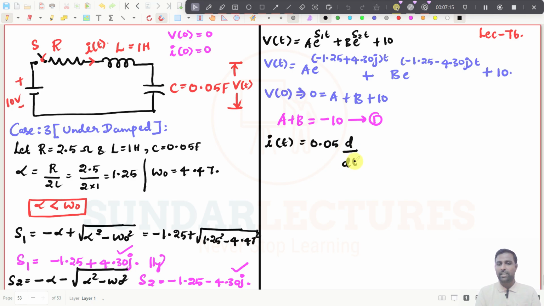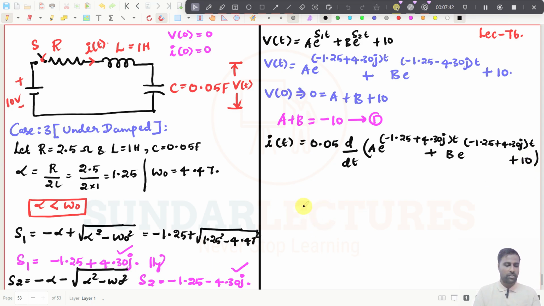So d by dt of a e power minus 1.25 plus 4.30 j into t, I need to write everything, right? b e power minus 1.25 plus 4.30 j into t, and then it will be plus 10, right? This is the expression, and if you simplify it, you have to bring this into the front side, because maybe I will write it down.